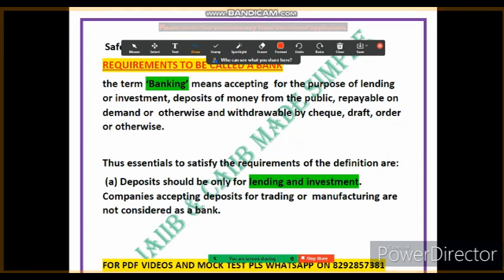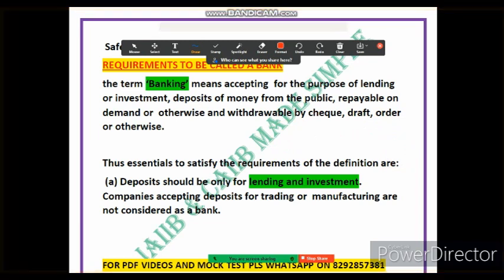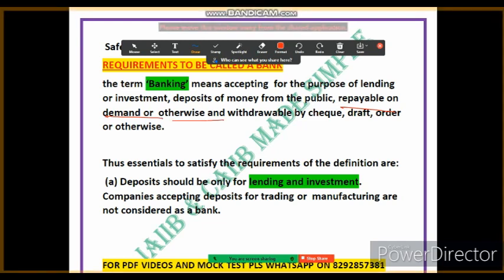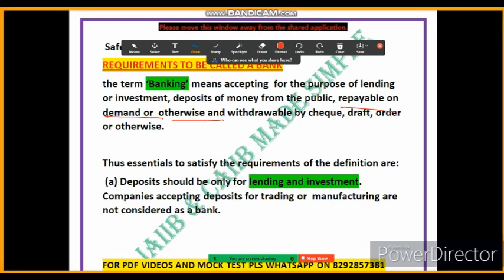Now let's see the next point. The next point is repayable on demand. The words written are repayable on demand or otherwise. What does it mean? It means that banks allow depositors to withdraw their money whenever they want, either immediately or after a specific notice period. And they provide various methods of withdrawal, like cheque, draft, and otherwise.